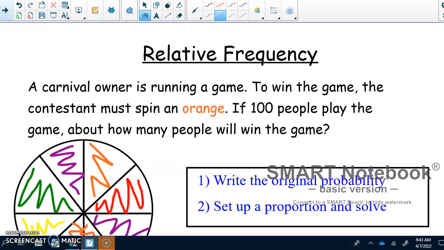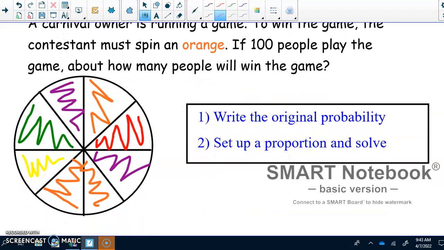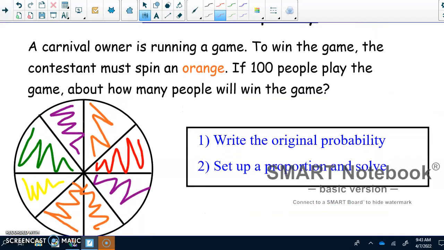Now, let's talk about relative frequency. A carnival owner is running a game. To win the game, the contestant must spin an orange. If 100 people play the game, about how many people will win the game?